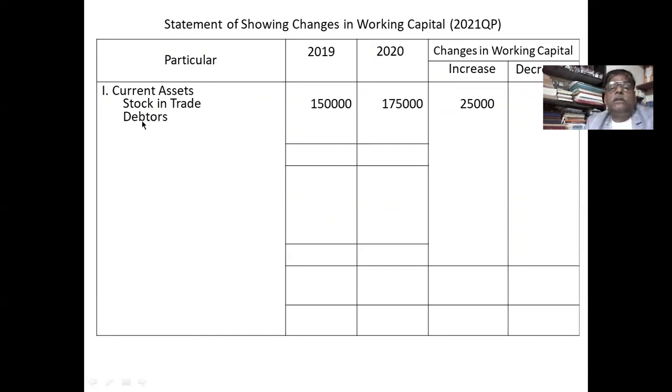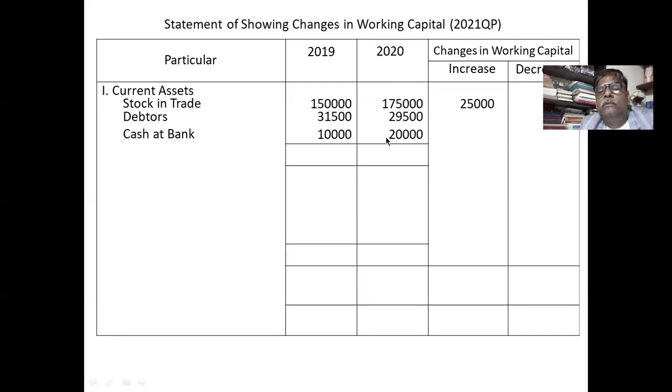Second current asset is debtor. First column 31,500, second column 29,500. Therefore, you see here, first year to second year, there is a decrease. Decrease you record in the decrease column. I recorded their amount, and that is 2,000 decrease. Clear? Then third is cash at bank.